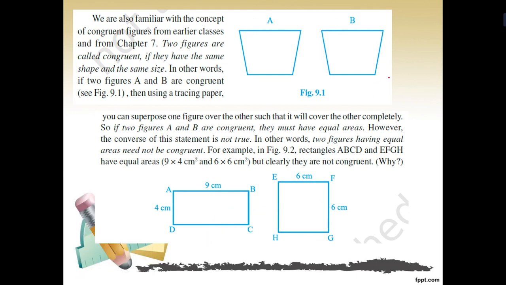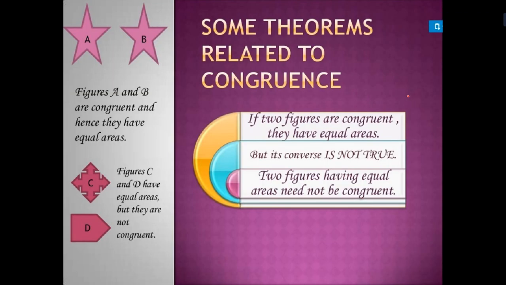So now we go for more examples related to it. Some theorem related to congruence: figures A and B are congruent and hence they have equal area. If two figures are congruent, they have equal area, but the converse is not true. So you can see that figures C and D have equal area, but they are not congruent.